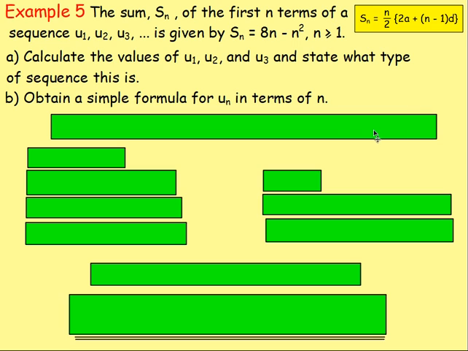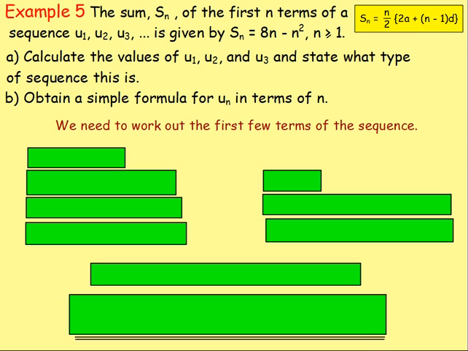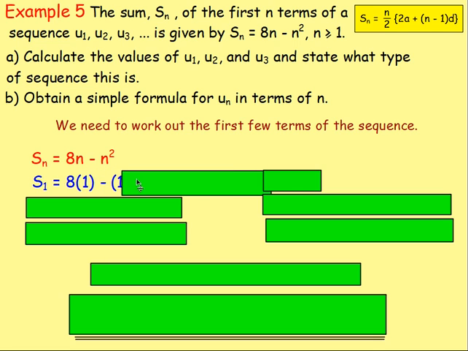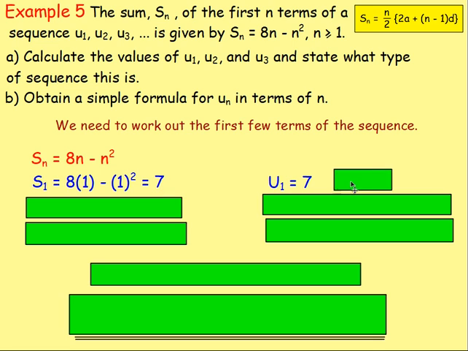So to do this, the first thing we need once again is to work out the first few terms of this sequence. We are given a formula for the sum of the first n terms, so let's say we just had one term. Let's find out what the sum of that one term will be. That will let us find out what that first term actually is. So let's say we want to work out S1. So that is the formula we have. S1 will equal 8 times 1, take away 1 squared. Work that out and you get 7. So the sum of just one term is 7, meaning then that u1 equals 7.